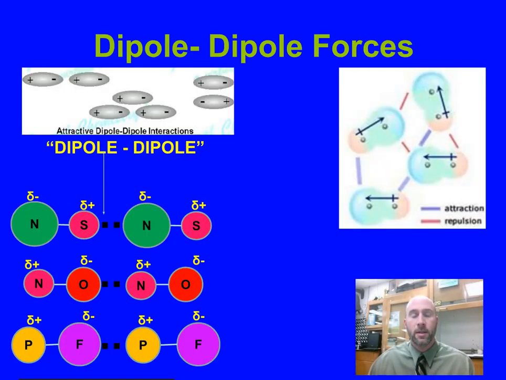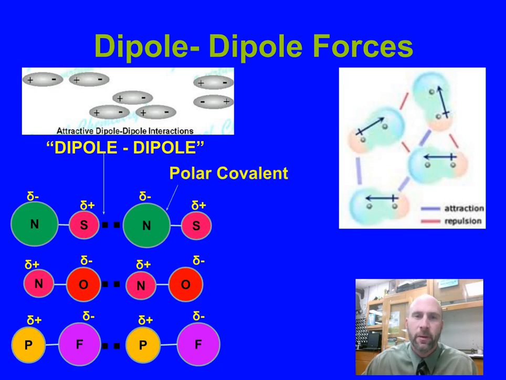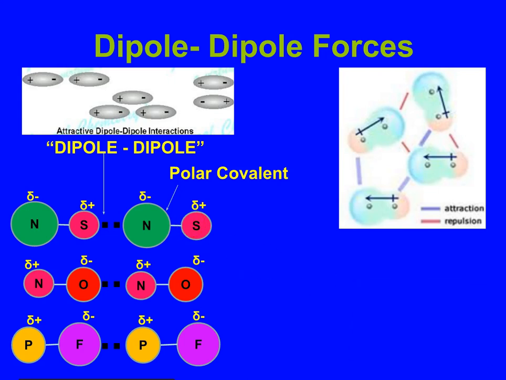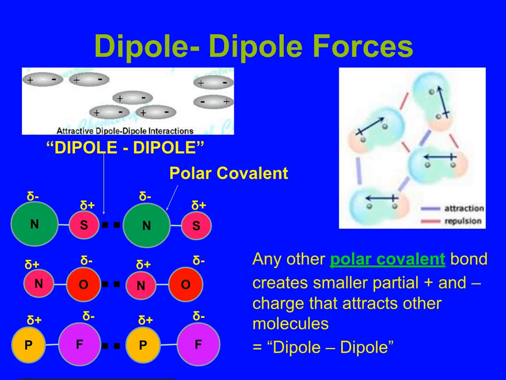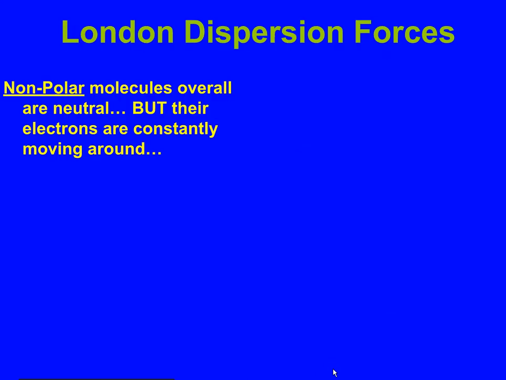Alright, so now let's look at the next one. The next one is dipole-dipole. Dipole-dipole is very similar to hydrogen bonding. Okay, so don't worry, it's pretty easy. Really what we're looking at is, instead of being very polar covalent, it's just polar covalent. Okay, so this bond is not quite as polar. So as a result, it's really any other polar covalent bond. It just creates a smaller partial positive and partial negative charge that attract the molecules. Okay, so that's what we call a dipole-dipole. Okay, let's go to the third one. The third one is the weakest.